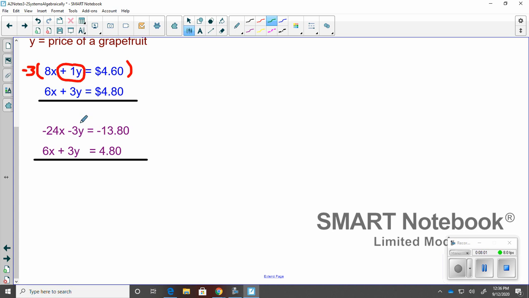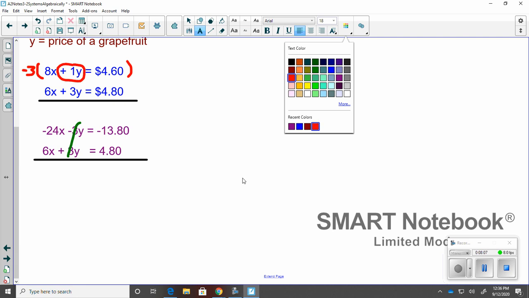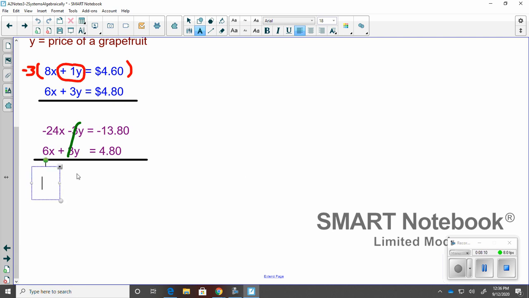Negative 3y plus 3y is going to cancel very nicely. I am going to be left with negative 24 plus 6, which is negative 18x, equals, and then I have negative 13.80 plus 4.80, and that's going to give me negative 9. I'm going to divide by negative 18 on both sides. So x is going to be equal to negative 9 divided by negative 18, which is a positive 1/2.